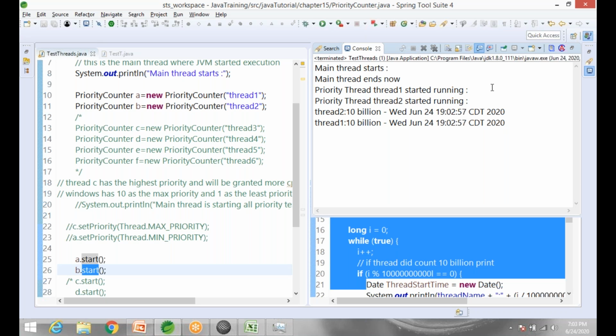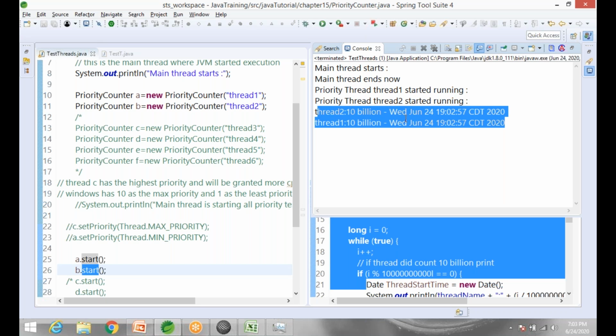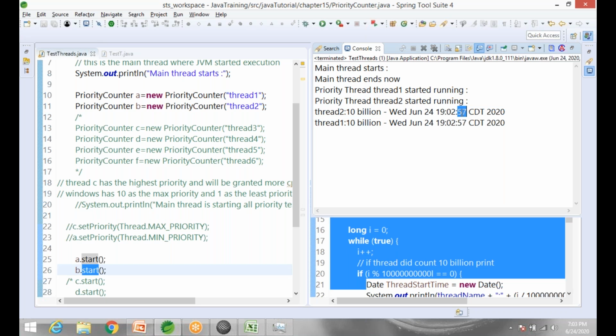So here is the question. Did both the programs count to 10 billion at the exact same second? Yes. So why didn't they finish sooner or later? Why did they finish at the exact same time? Because it's parallel. They are running parallelly.